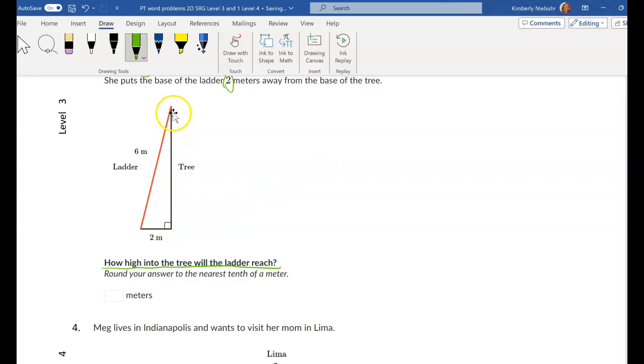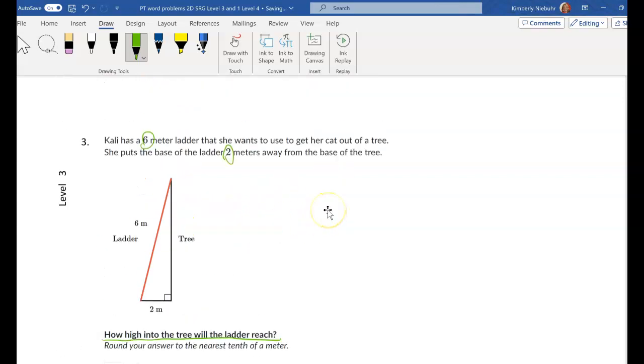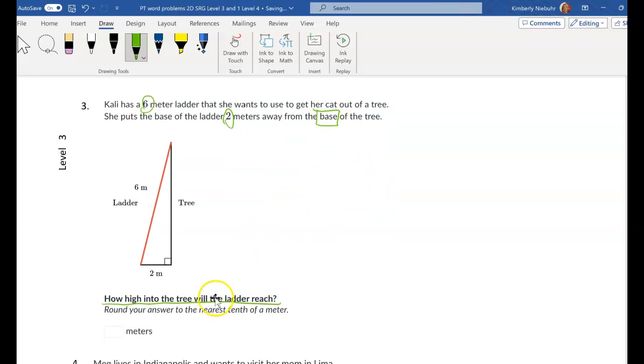Here's our tree. Here is the base. The base, I kind of covered it up, didn't it? Boxing that in. That's an important term. Base of the tree. Here's the base of the tree. Oh, and here's our ladder.